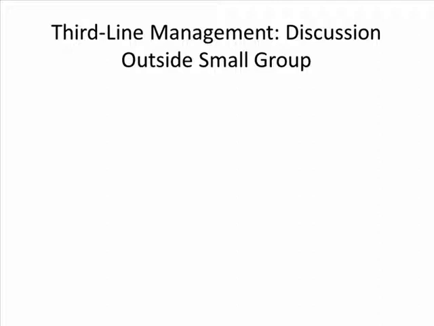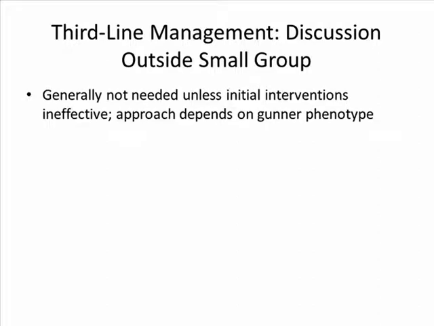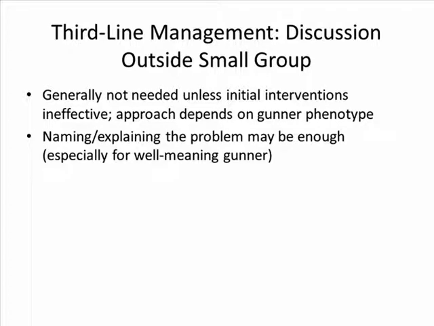All right, and then third line, outside the small group. Not necessarily third line, probably not first line, but this can be in combination with some of the second line things. You're obviously not going to do this if the person is responding well to the interventions within the small group. And your approach is going to be different depending on which type of gunner you think you're dealing with.